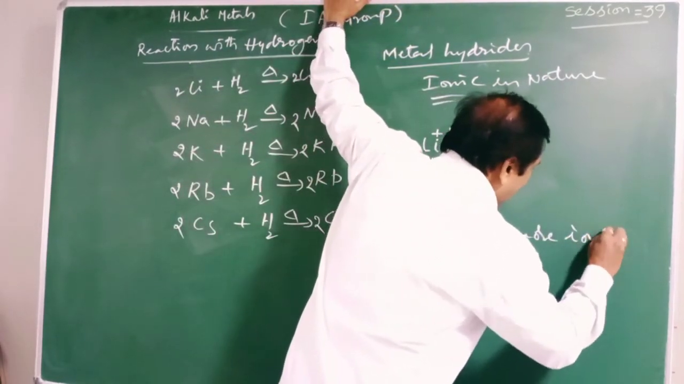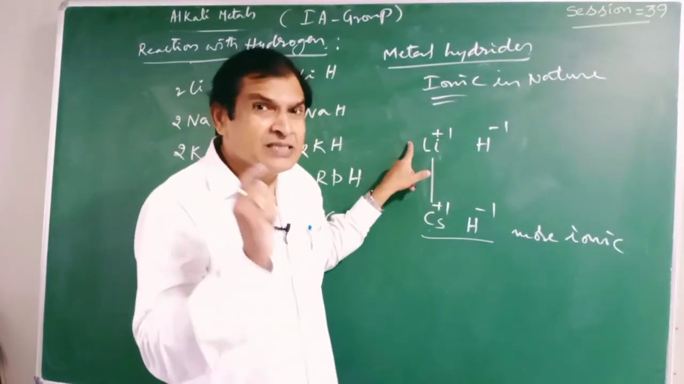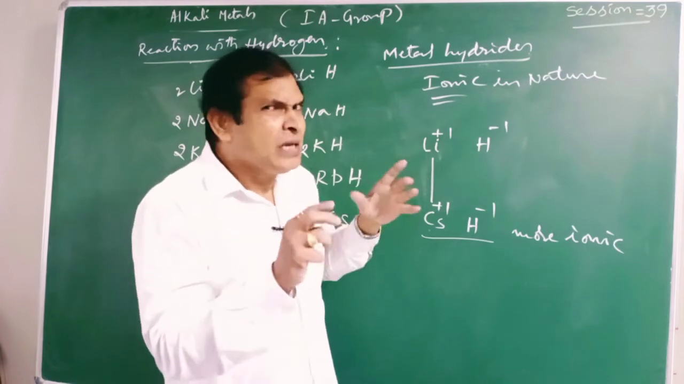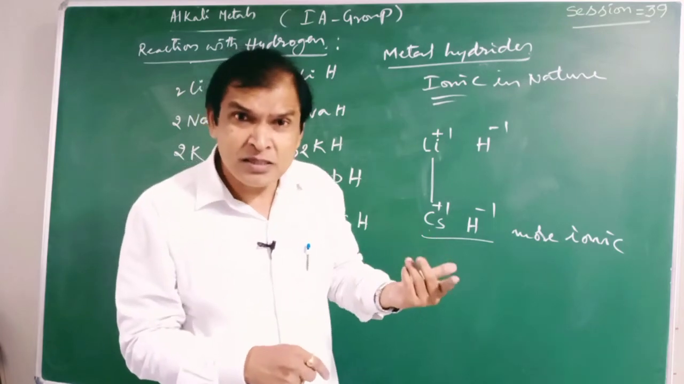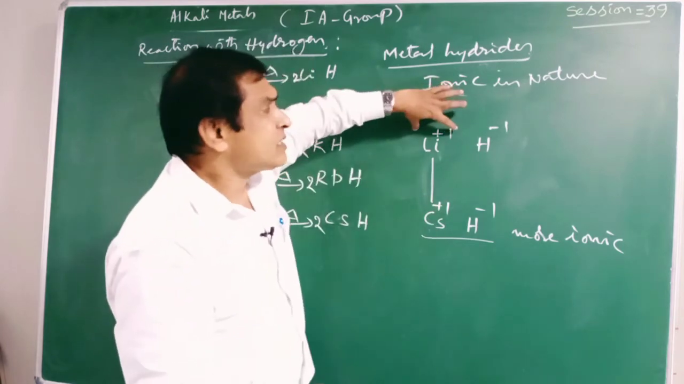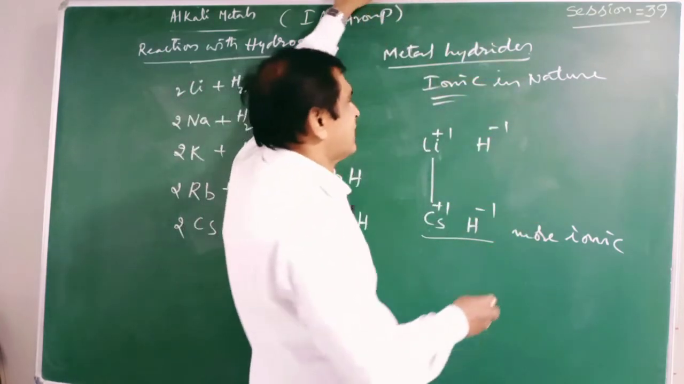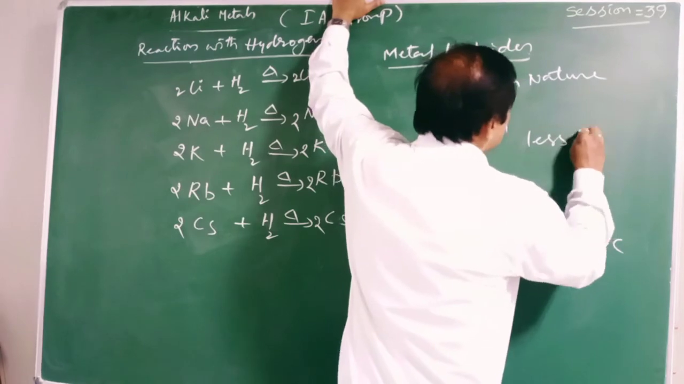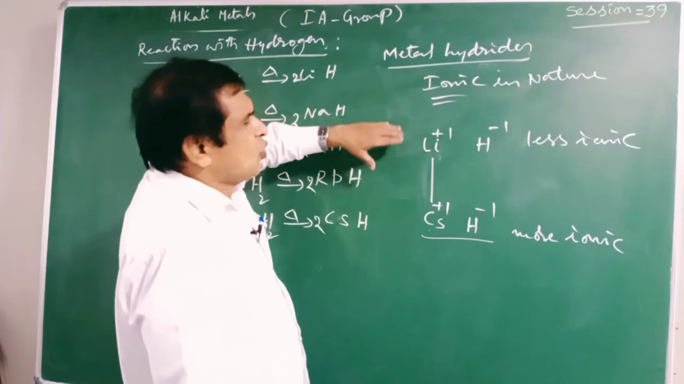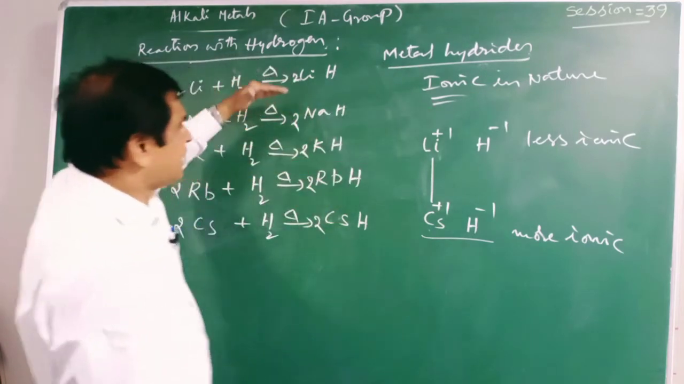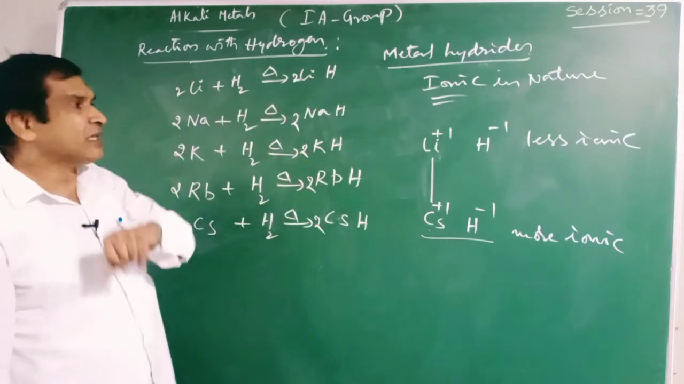Smaller the size of the cation favors less ionic. Less ionic means more covalent. No doubt they are ionic compounds only, so they are ionic in nature. So from top to bottom, the ionic nature of the hydrides increases. That is another point.